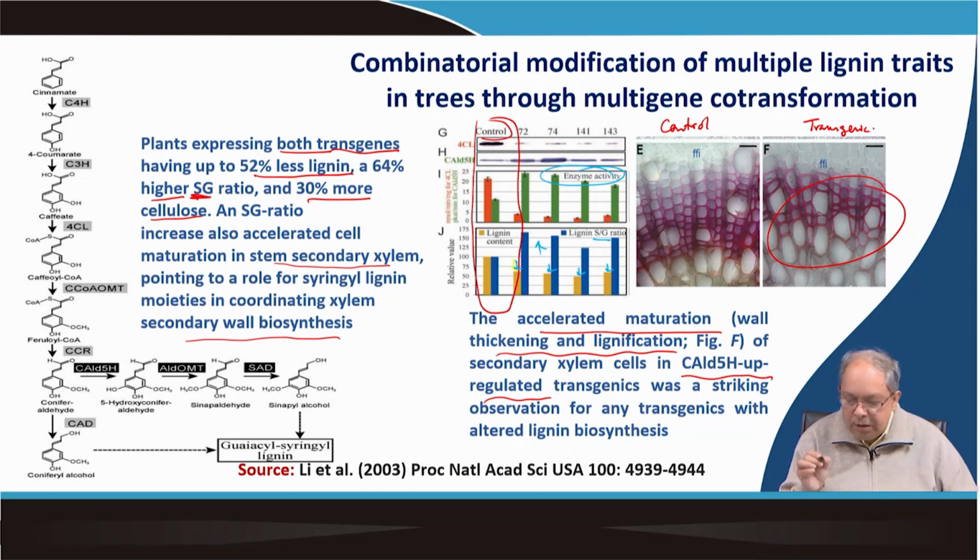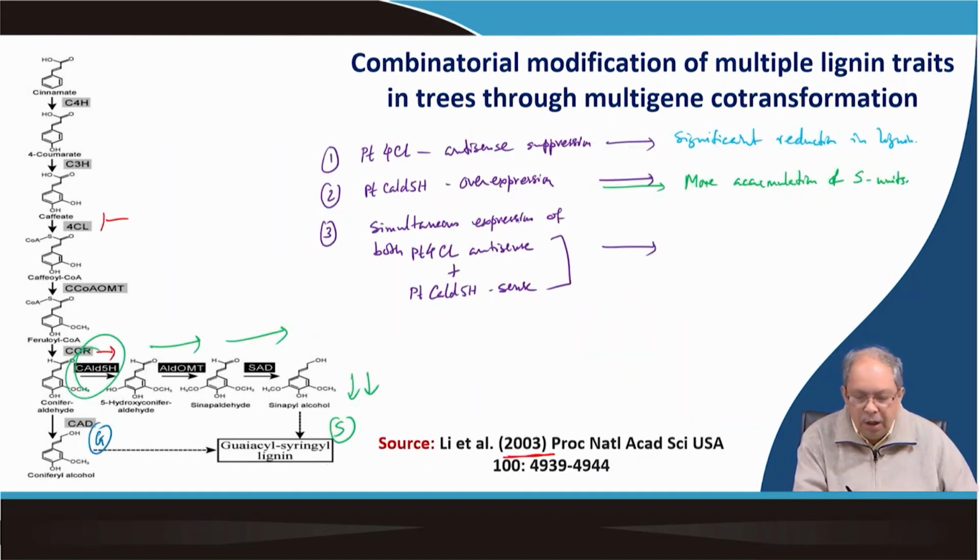So, what has happened, that this basically makes accelerated maturation with more of the S component, that is useful for the industrial exploitation of these plants for making pulp and paper with less effort for delignification, with a more S component, and that is also more cellulose accumulation. So, that is all good. So, this is the paper which was published in PNAS. So, here they have used 3 different ways, either singly or both together.